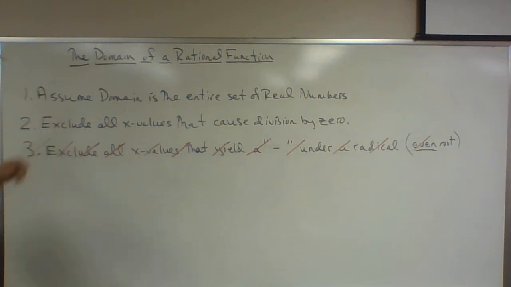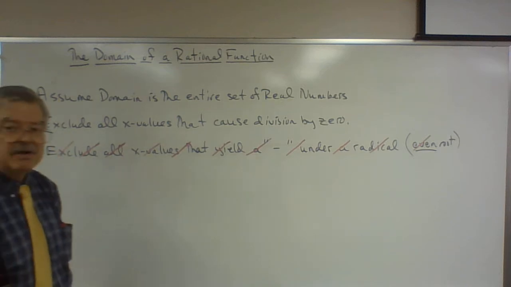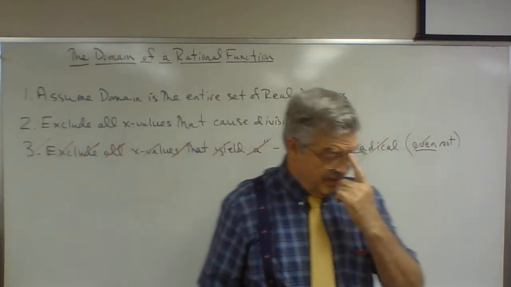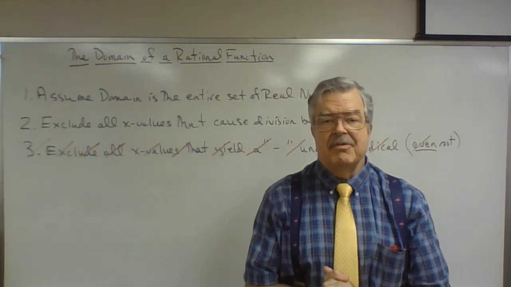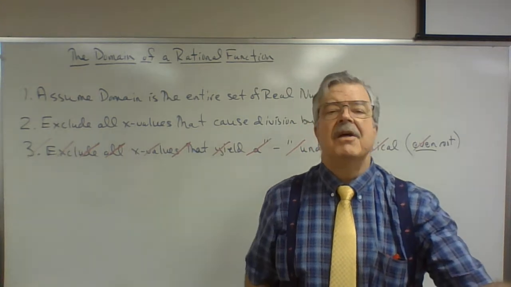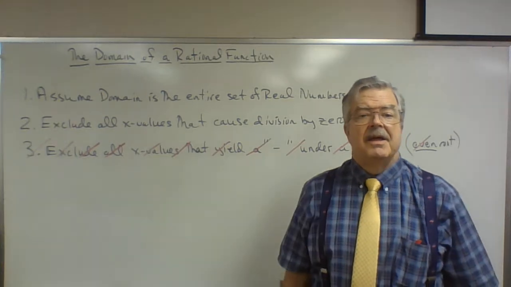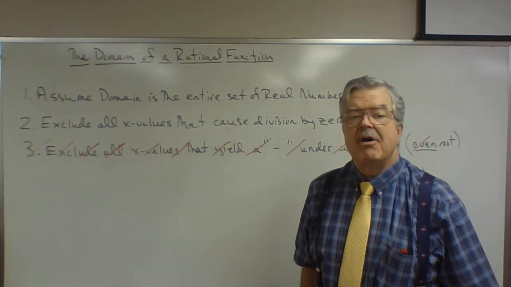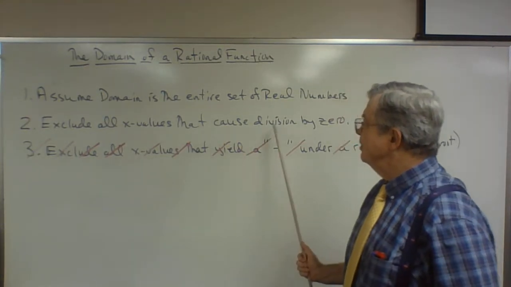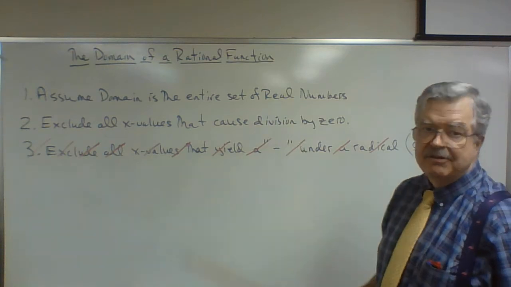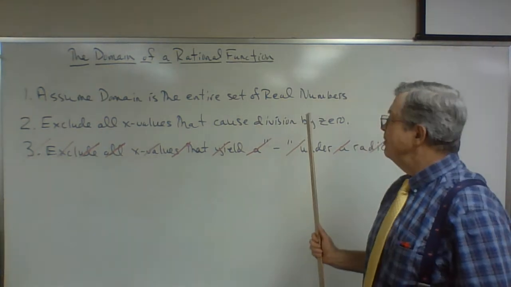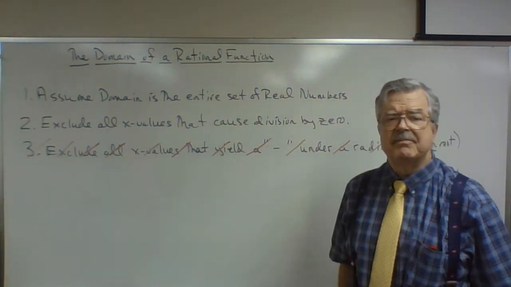So assume the domain is the entire set of real numbers. Exclude all x values that cause division by 0. So the domain of a rational function is the set of all real numbers that don't cause division by 0. That's the domain of a rational function.